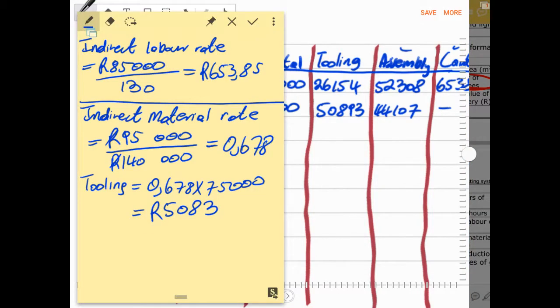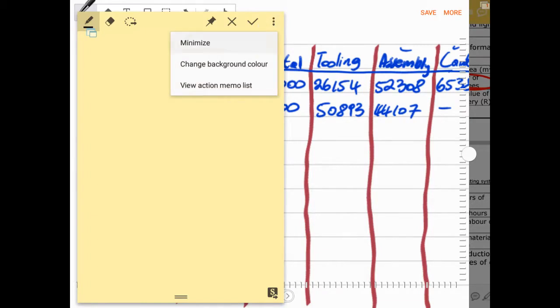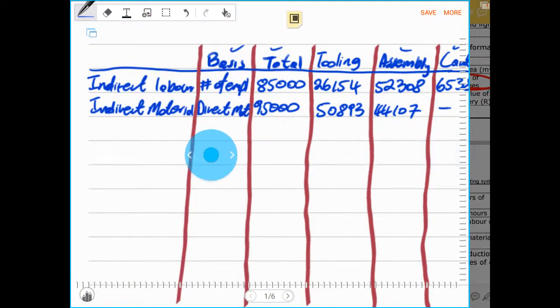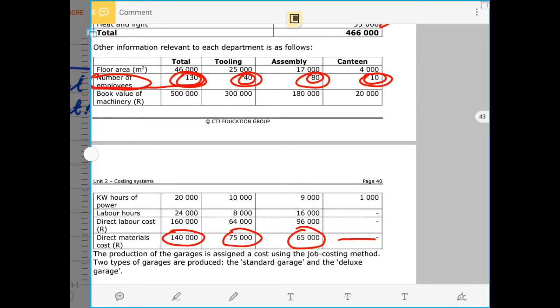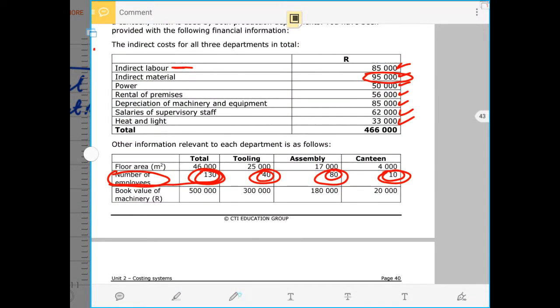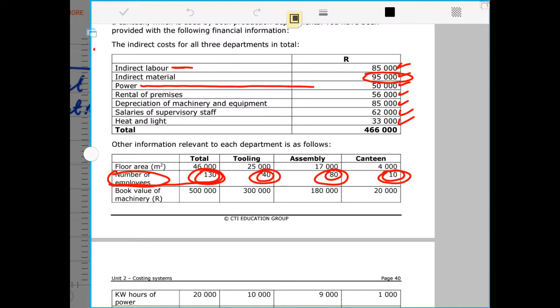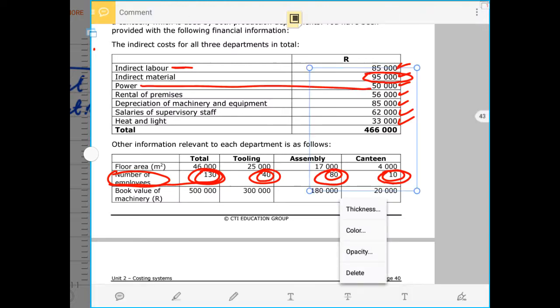So now the rate that we calculated here was the rate of 0.678 of direct material, and we have allocated that. And from here now we can go to the next overhead. The next overhead that we have is the power, and the power is 50,000 rands.